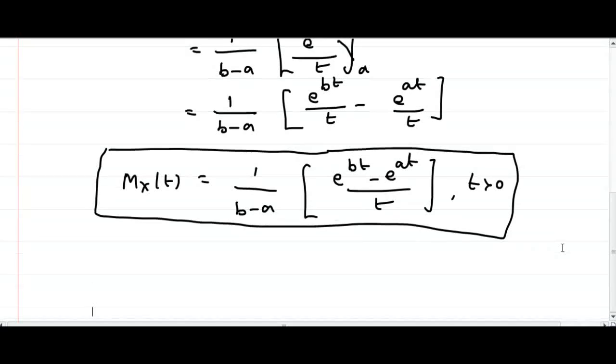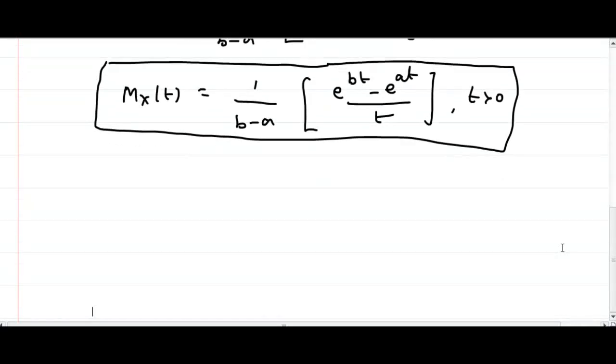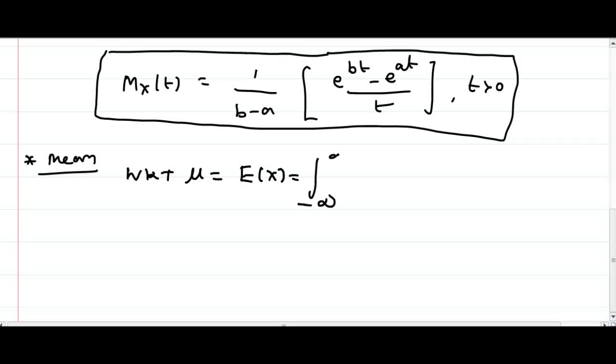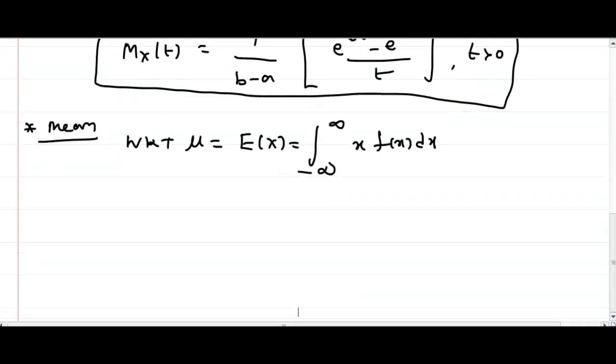What is step number 2? In step number 2, we are going to find the mean value. We know the mean formula: the mean, denoted by mu, is equal to the expected value of capital X, that is equal to the integral from minus infinity to plus infinity of x into f of x into dx. We know f of x is the uniform distribution, so we substitute it here.